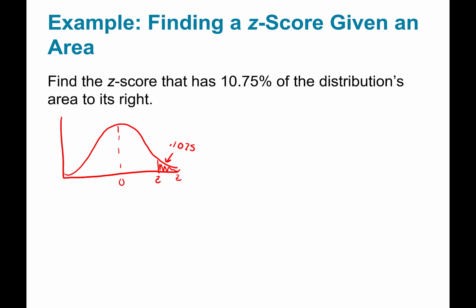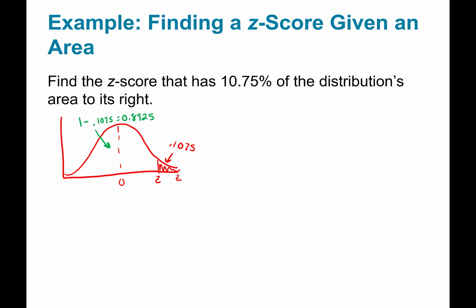So now we have to think back, how would we get area to the left? Remember, our table always has areas to the left of some value. So what we have to do then is the same thing we did before if we were given area to the right. If we want area to the left, which is what we can look up on our table, we just do 1 minus the area we're given to the right. So 1 minus 0.1075 in this case, which gives us 0.8925.